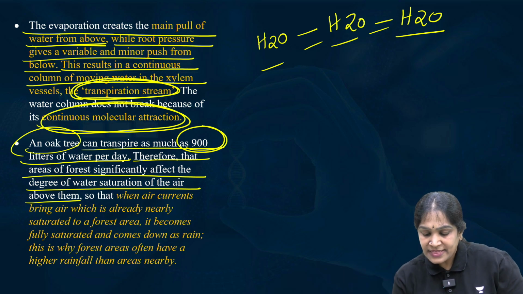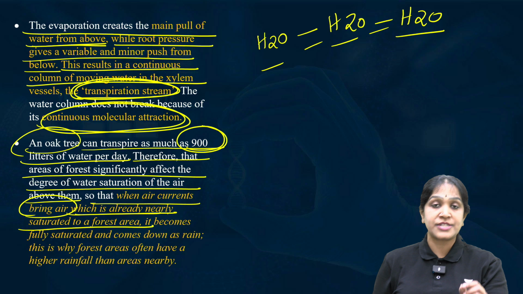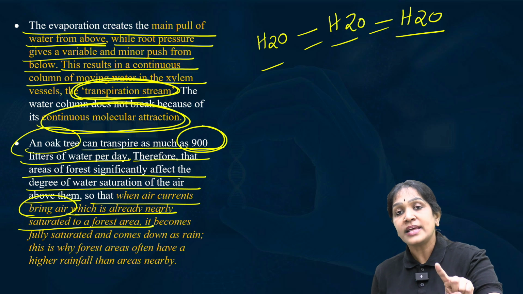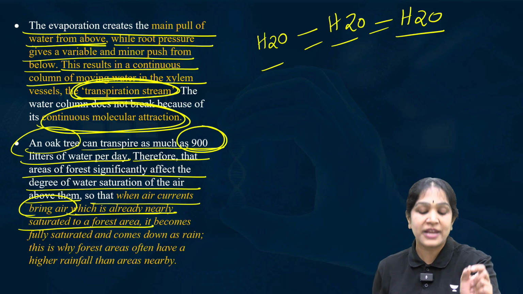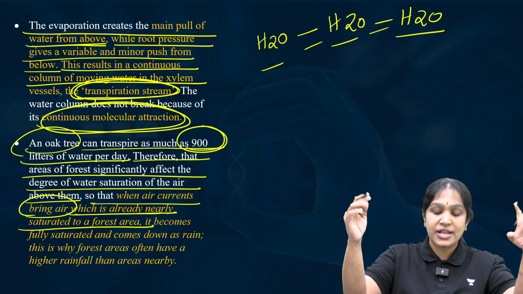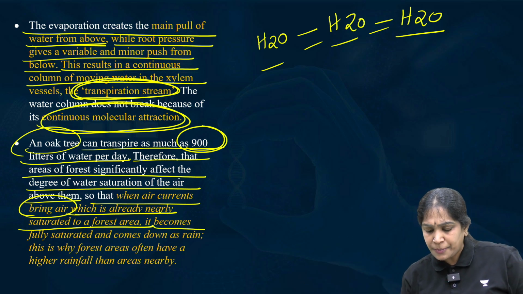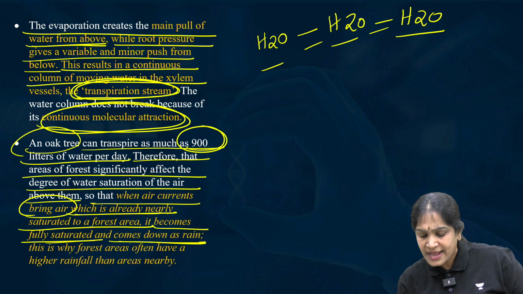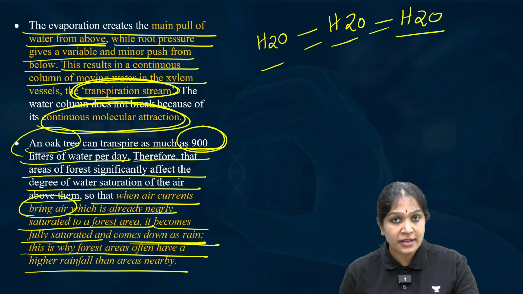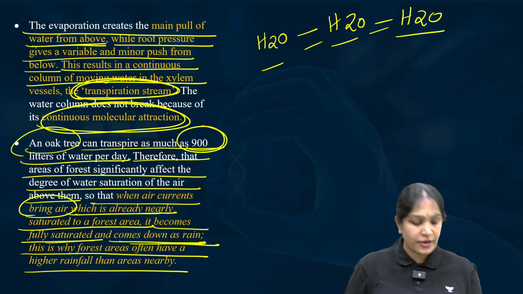When air currents bring air to the forest area which is already nearly saturated, what made the air in the forest area saturated? The water vapor released in the form of transpiration by these trees, 900 liters per day. The air is saturated, so if the newly coming air current brings a little moisture, it becomes fully saturated and comes down as rain. This is the reason why forest areas have higher rainfall compared to non-forest areas. That is the reason why we should protect the forests.